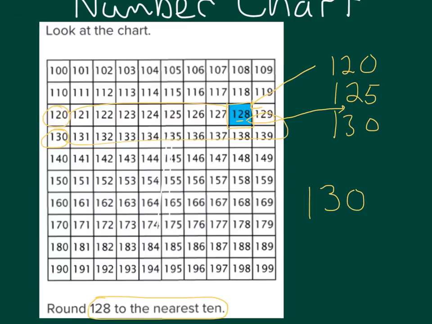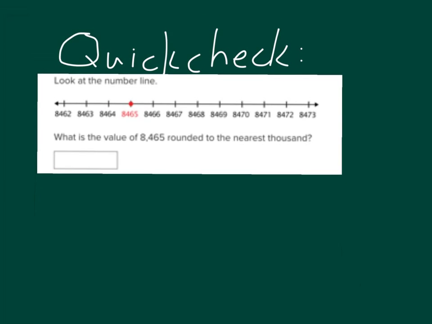If you're rounding numbers and you are exactly in the middle, for instance, 125 is right in between 120 and 130, we always round up. 125 rounded to the nearest 10 is 130. It is now time for your quick check. Once you have the correct answer to the quick check or a good question to ask your teacher, then move to the next station.